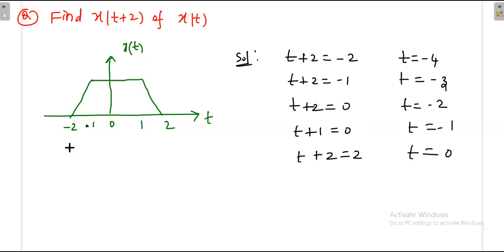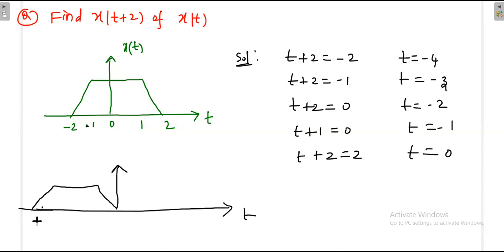That means the value present at minus 2 will be mapped to minus 4 in the new diagram. Similarly, all the values will be mapped. If I take the axis like this as the central y axis, my diagram is now starting at minus 4. So it will go like this, and then like this. This is minus 4, minus 3, minus 2 in the middle, and this is minus 1, this is 0. This is x of t plus 2.